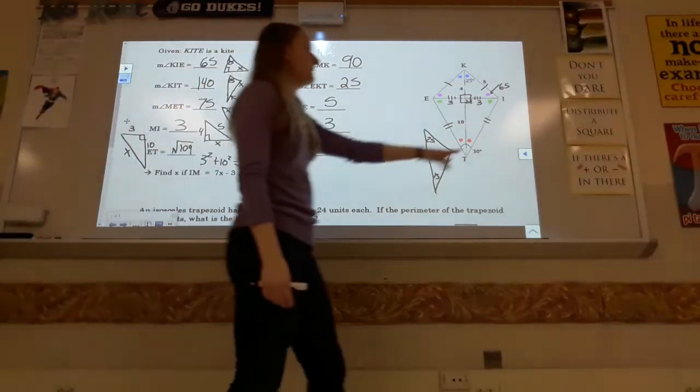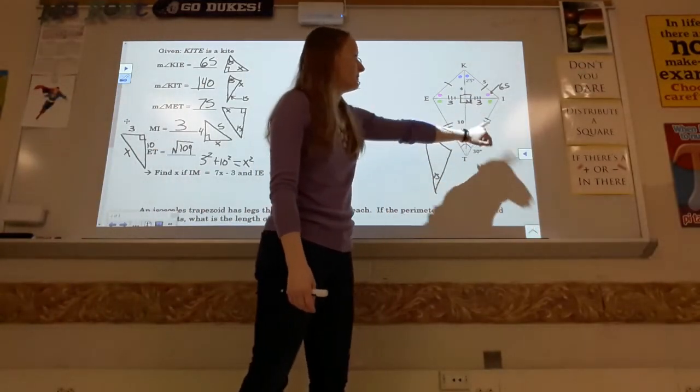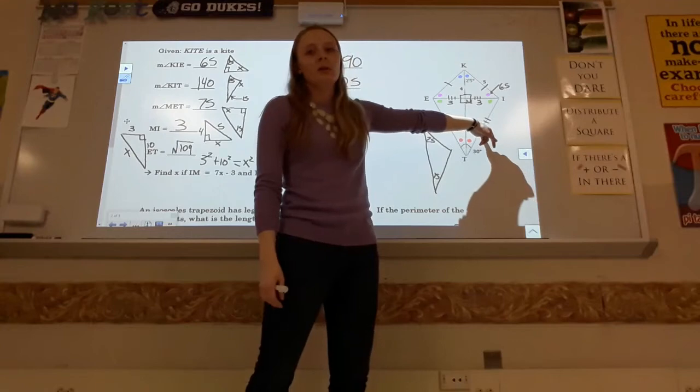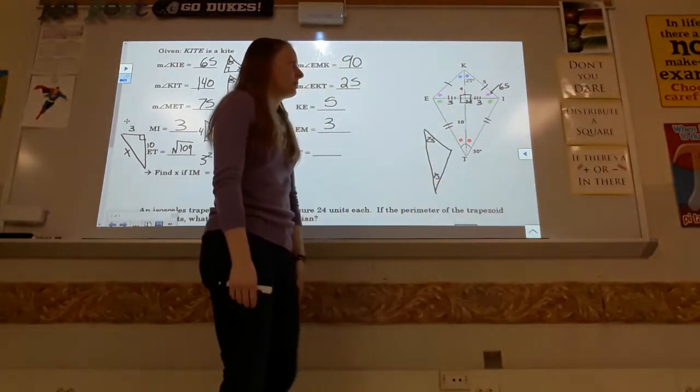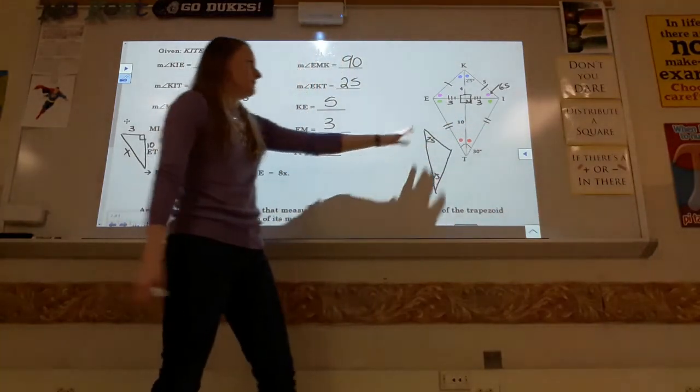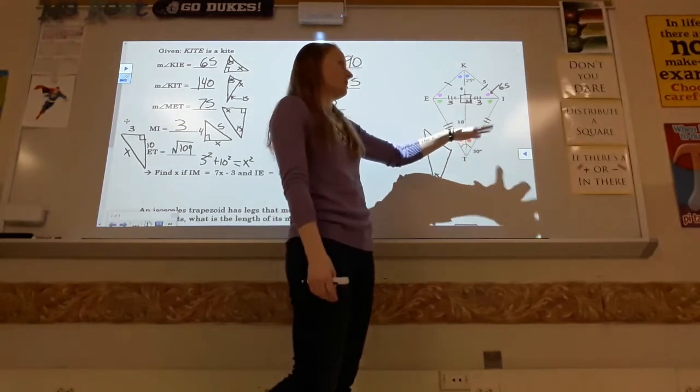And then over here, our last one is IT. And because the definition of a kite says that these two adjacent sides, those are going to be, not adjacent, sorry, these two sides right here, well, yeah, I guess they are adjacent.